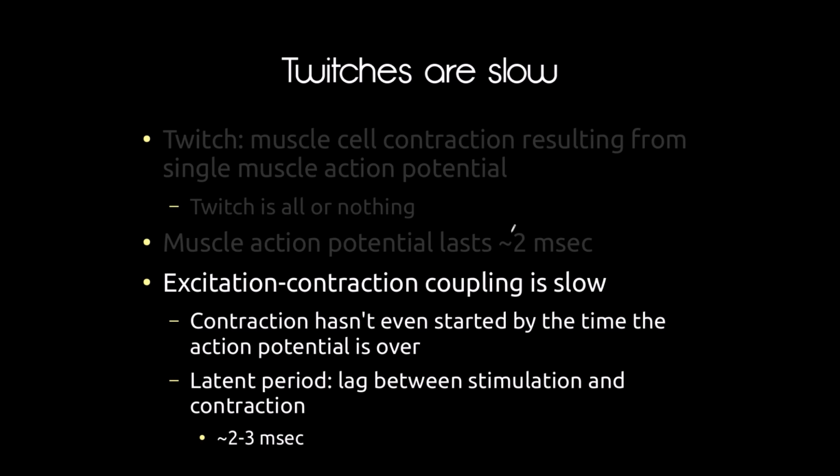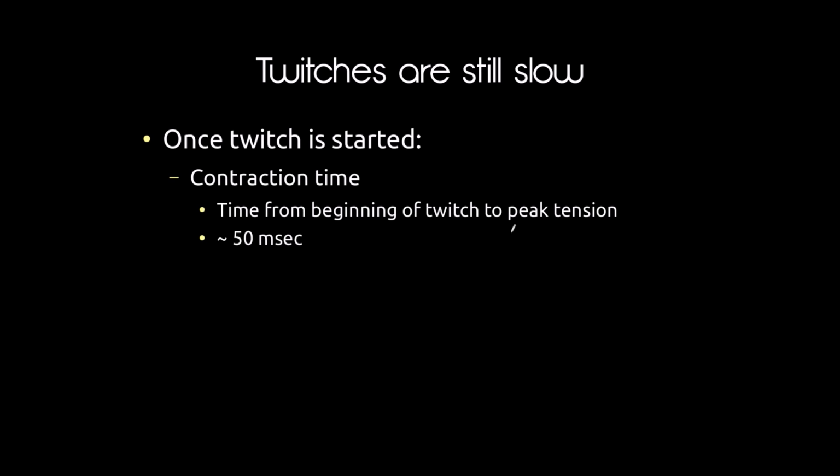Well, that's not the only thing that makes twitches slow. It's actually the twitch itself that's pretty slow as well. So once a twitch is started, we have several different phases of the twitch. And the first one is this thing called contraction time. Contraction time is the time from the beginning of the twitch to the peak intensity, or the peak contraction strength, of the twitch. And that's going to take somewhere in the neighborhood of 50 milliseconds.